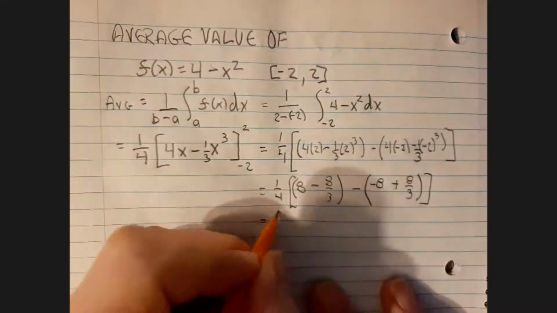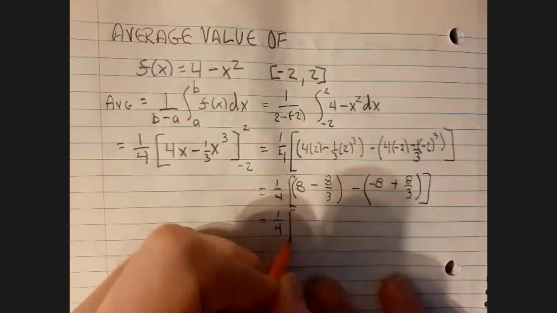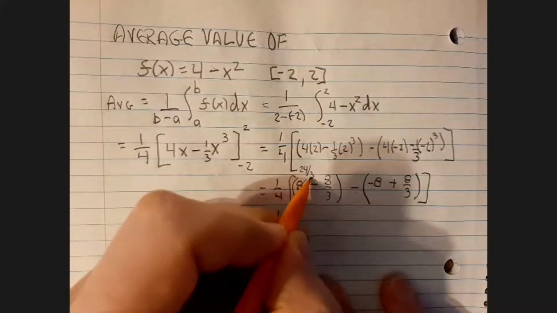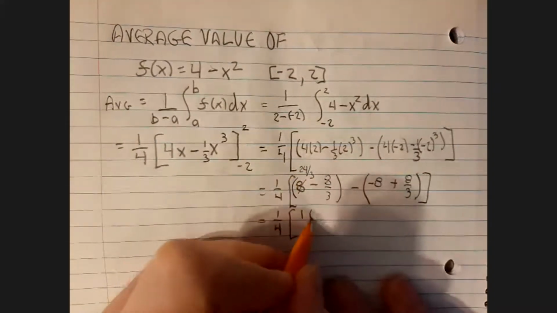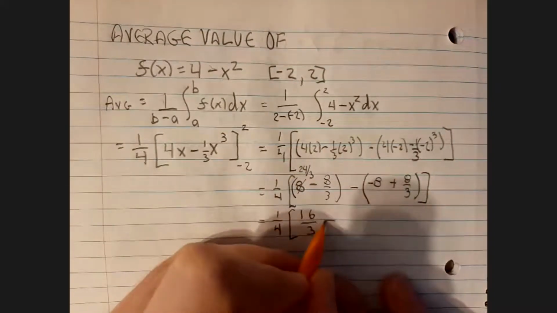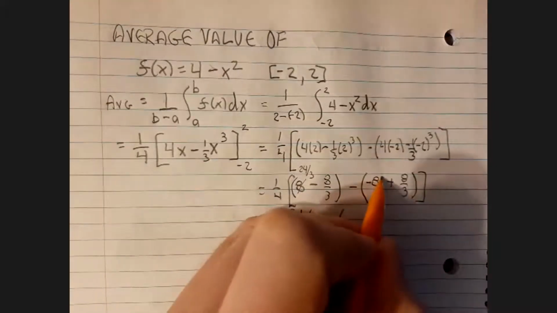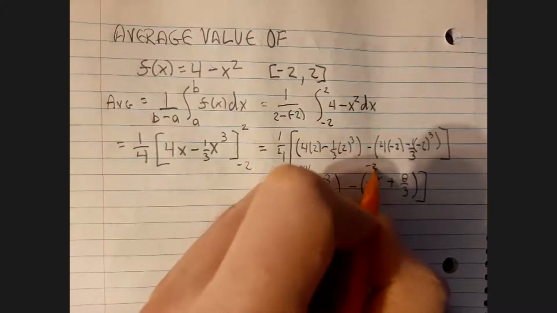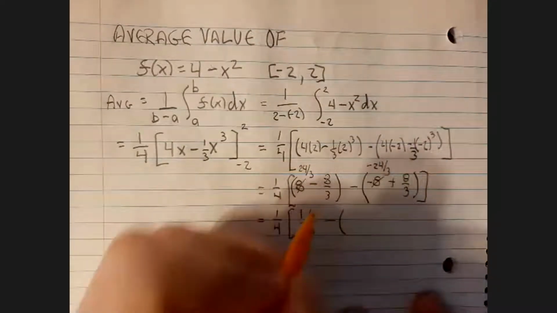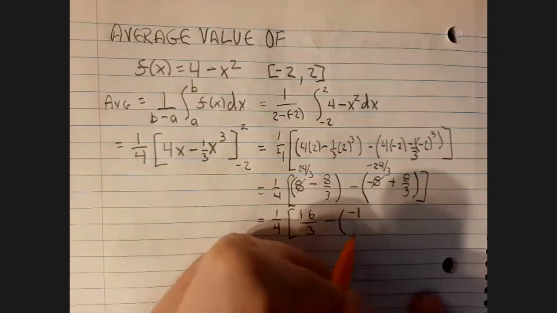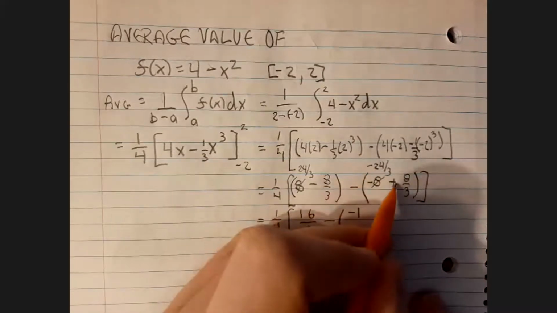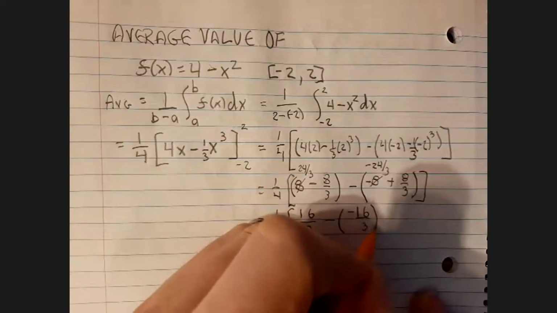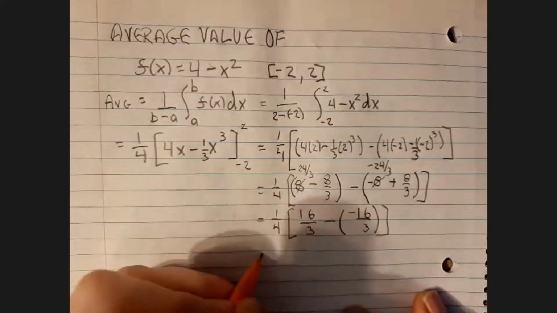Okay, so 1/4. Now 8 you could think of as 24 thirds. So we get our common denominator and subtract, and you have 16 thirds. Minus, similar thing going to happen here. -8 is -24 thirds. So you subtract and add, or excuse me, -24 thirds plus the 8 thirds gives you -16 thirds. Okay.